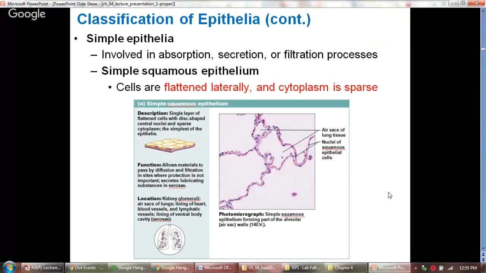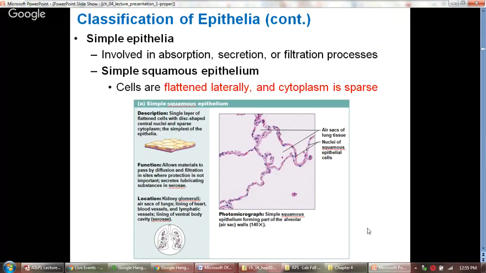And simple squamous epithelia are cells flattened laterally, and the cytoplasm is sparse. So here you would see the flattened cells with disc-shaped central nuclei and some sparse cytoplasm, and this is the simplest of the epithelia. The functions would be to allow materials to pass by, diffusion and filtration happen, and it can also secrete lubricating substances in the serosa.